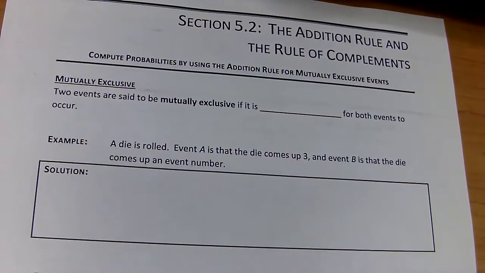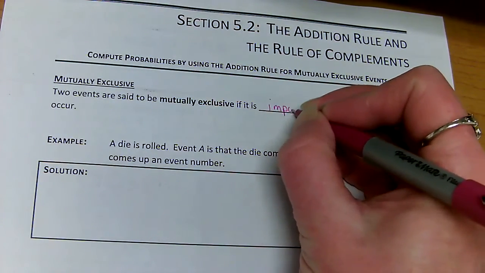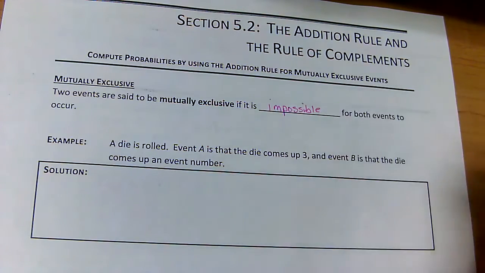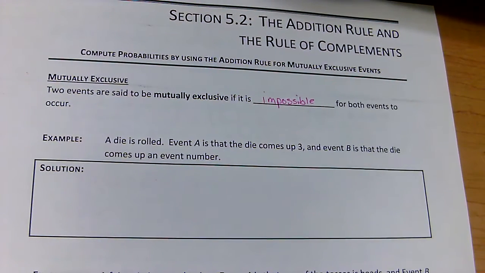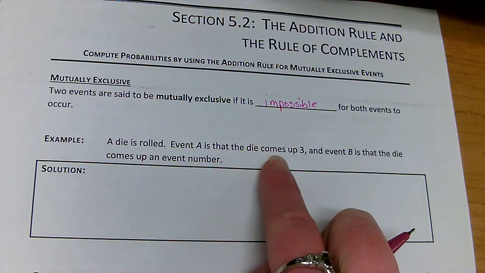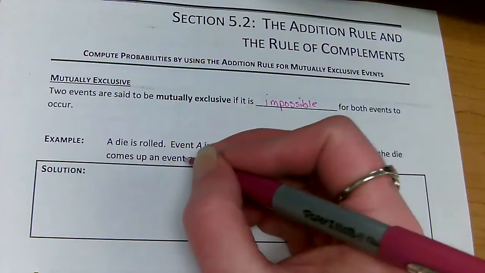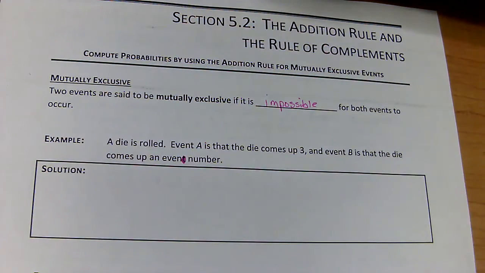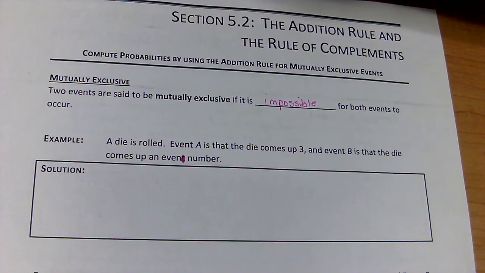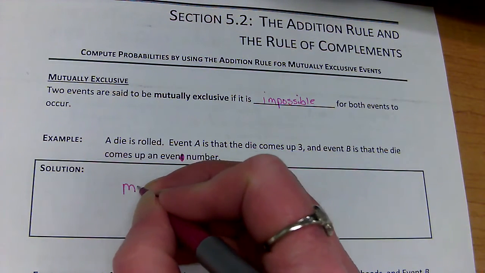Now, some events are mutually exclusive. And mutually exclusive events, if they're mutually exclusive, it is impossible for both events to occur at the same time. So a die is rolled. Event A is that the die comes up with a 3, and event B is that the die comes up with an even number. Can you roll a 3 and an even number at the same time in one roll? No, these would be mutually exclusive.